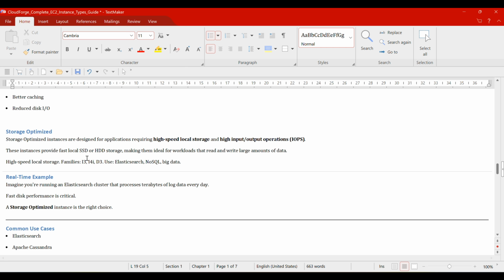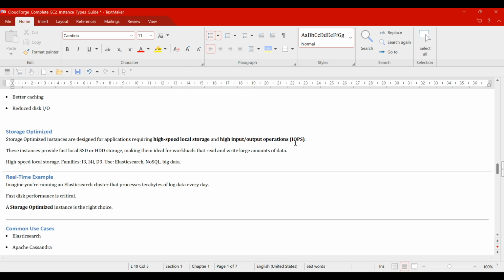And storage optimized. So storage optimized instances are designed for applications which require high speed local storage and high input output operations. In simple terms, we can call it IOPS. For example, previously we had HDD related laptops. Now everyone is mostly using SSD. If you are using SSD, the performance and throughput are high when you copy a file from one location to another.